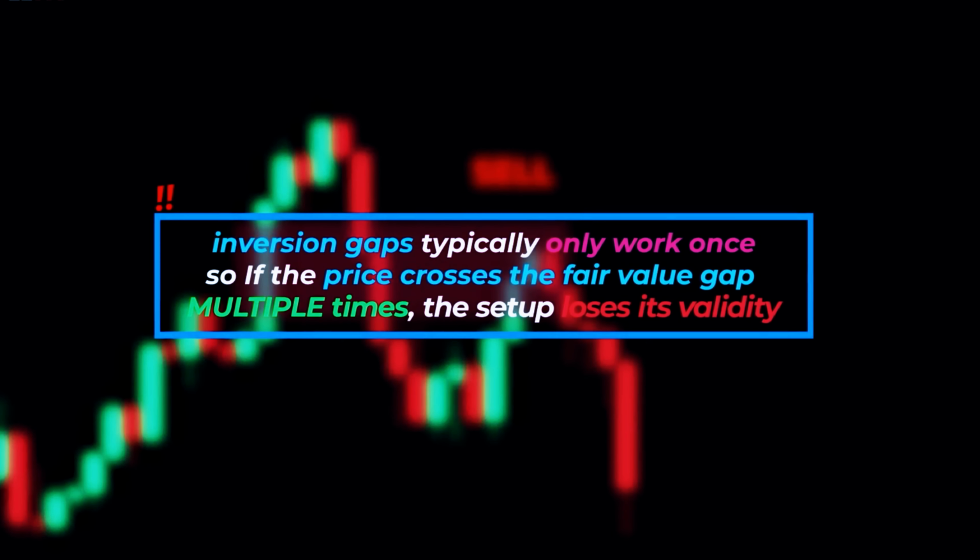Important note to remember: inversion gaps typically only work once, so if the price crosses the fair value gap multiple times, the setup loses its validity.